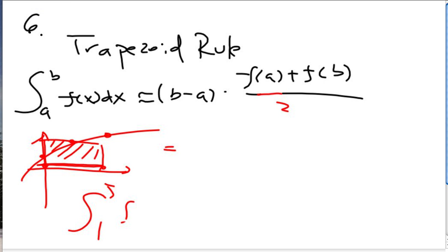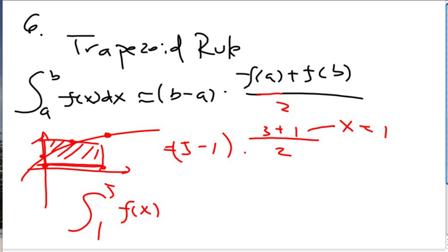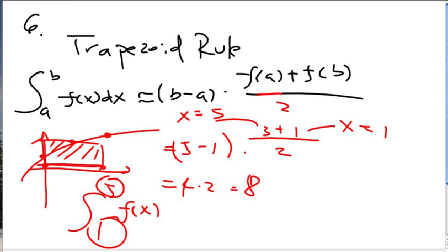Now the question is asking for f(x), so it's 5 minus 1 times 3 plus 1 over 2. Just like you find on the graph, when x equals 1, that will give you a value of 1. This is when x equals 1. This is when x equals 5. Because 5 and 1, if we just average, it's 4 times 4 times 2 over 3 equals 8. So the answer is B.